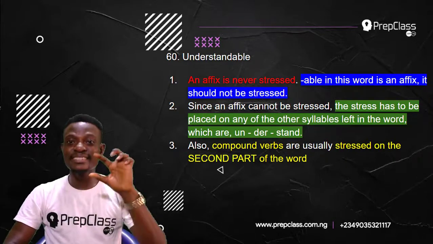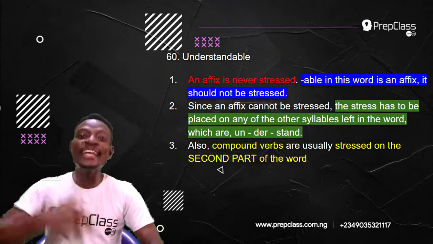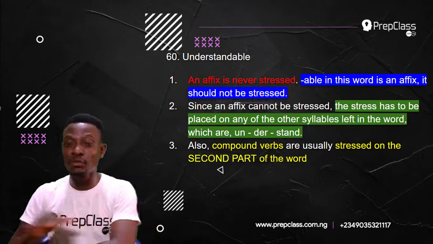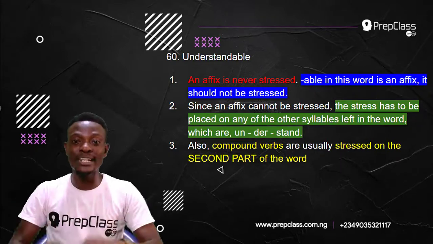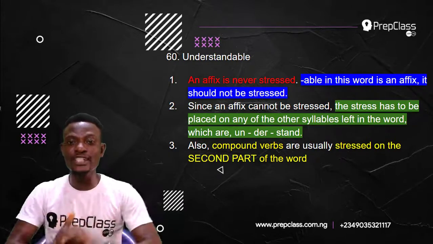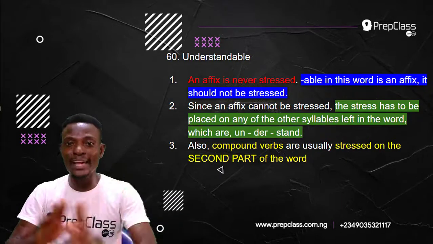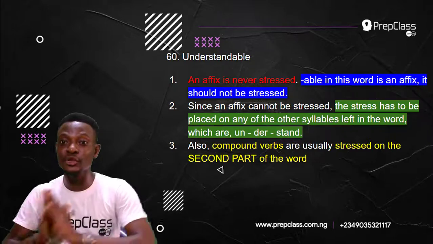Second reason is, since an affix cannot be stressed, the stress has to be placed on any of the other syllables left in the word. Now, the other syllables which are left are on, the, and stand. So, the stress has to be placed on any of the other syllables left in the word apart from able. Able is an affix. It should not be stressed.